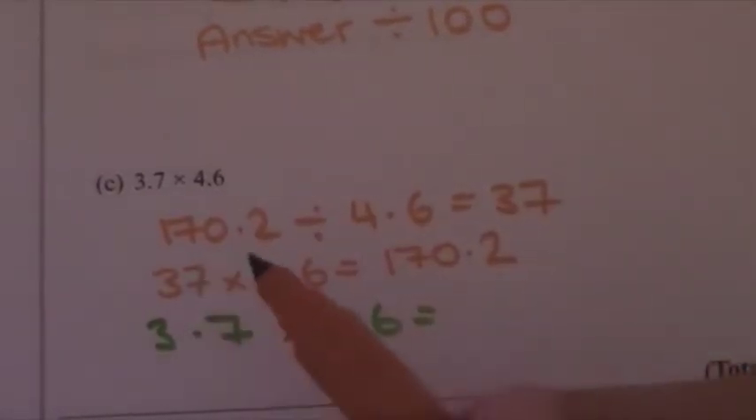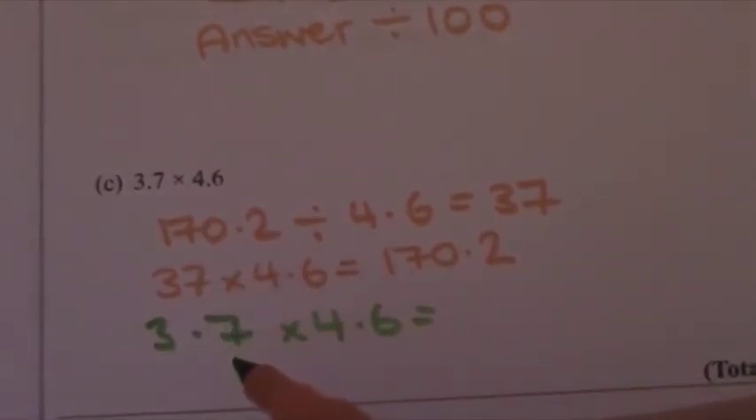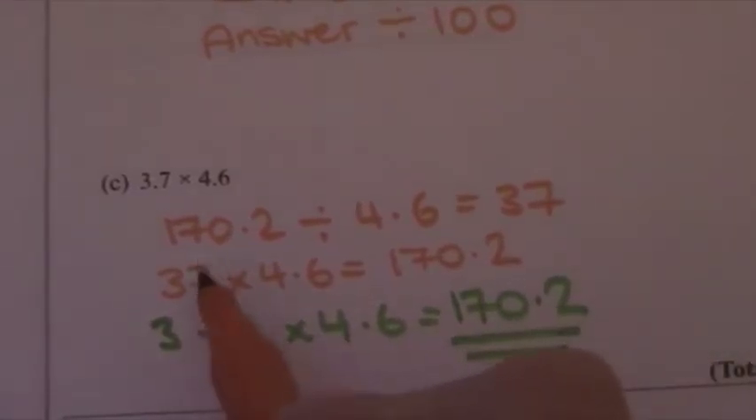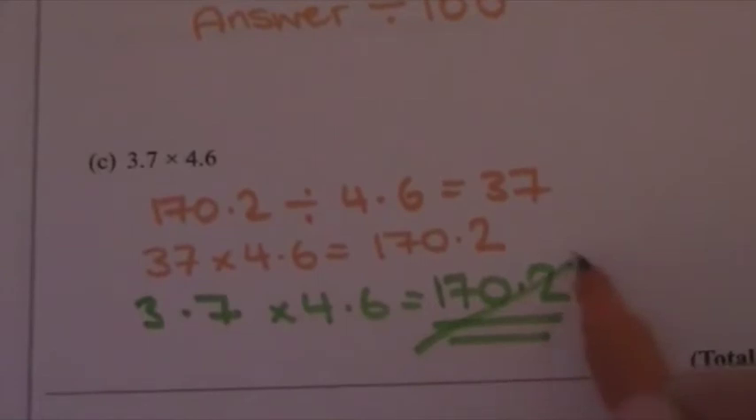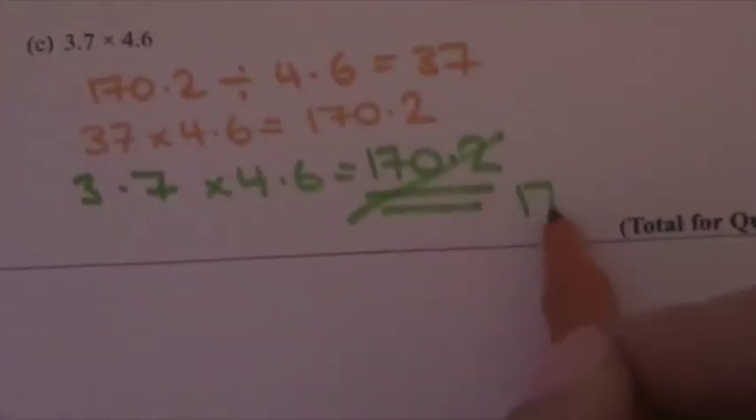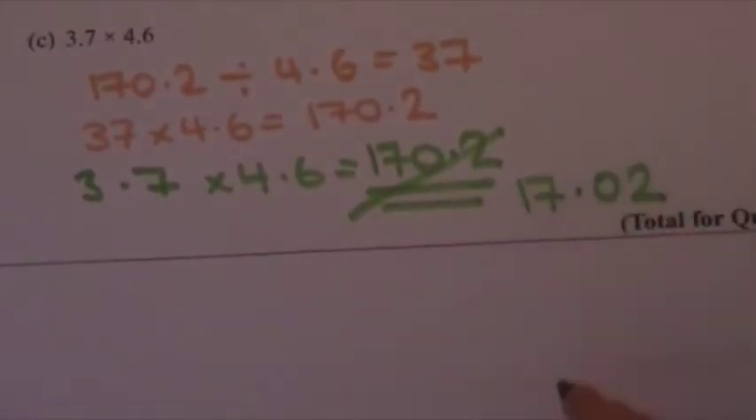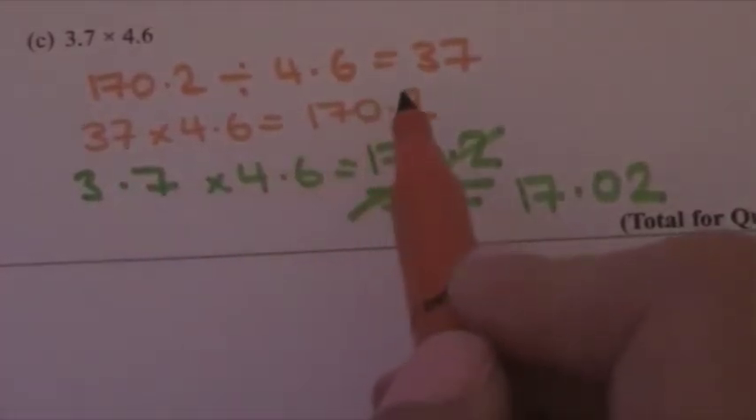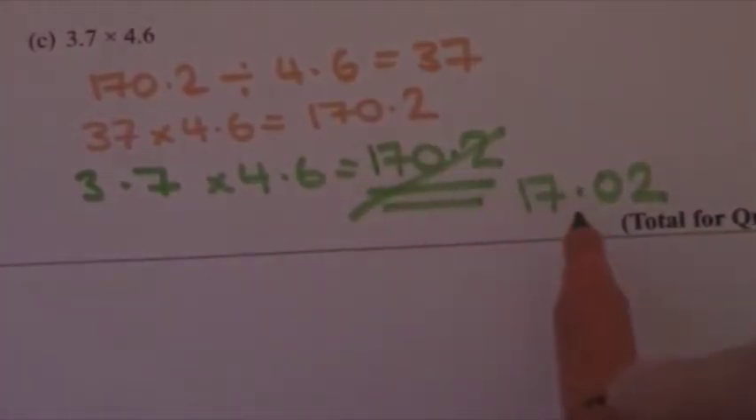So we can see that 37 has got 10 times smaller. It's gone from 37 to 3.7. So instead of 170.2, it must have to get 10 times smaller. So instead of that, it's going to be 17.02. Our 37 has gone to 3.7, so therefore our answer must also get 10 times smaller.